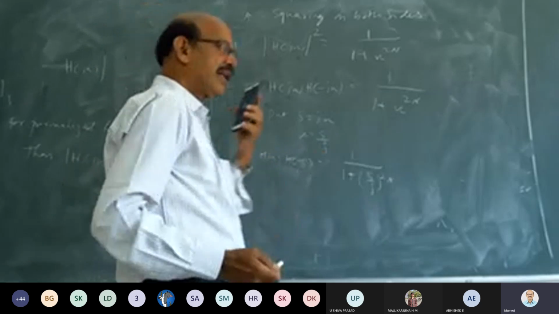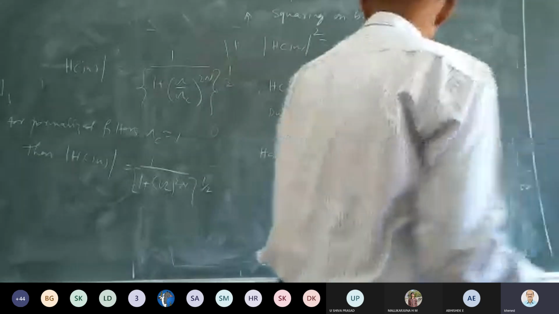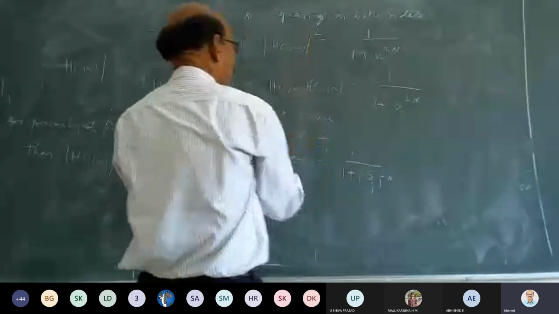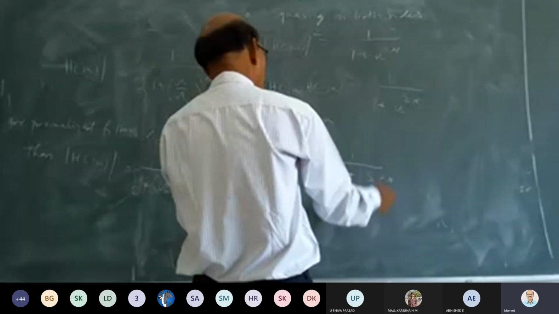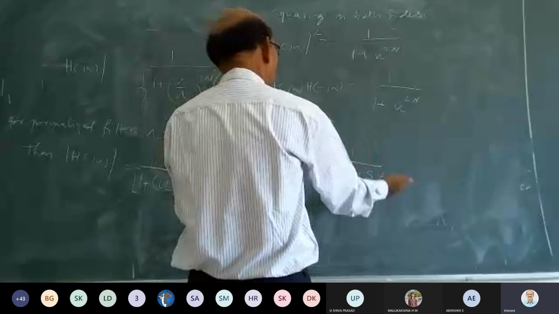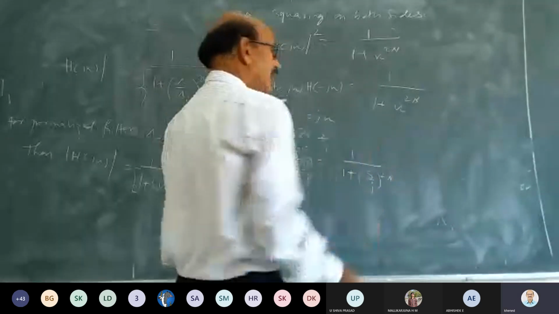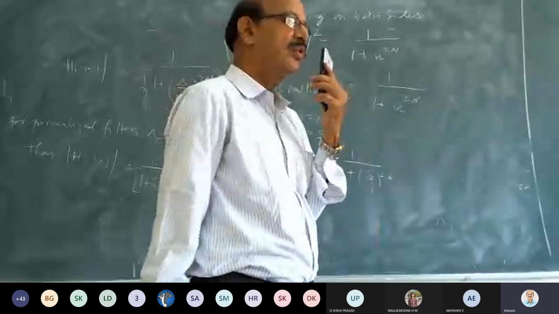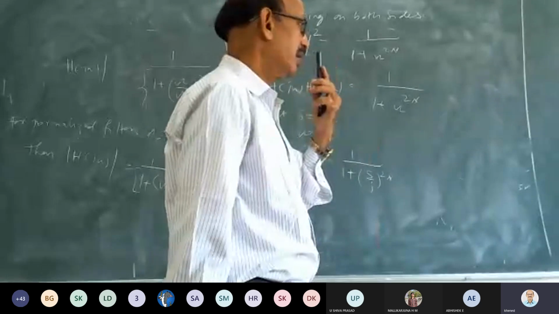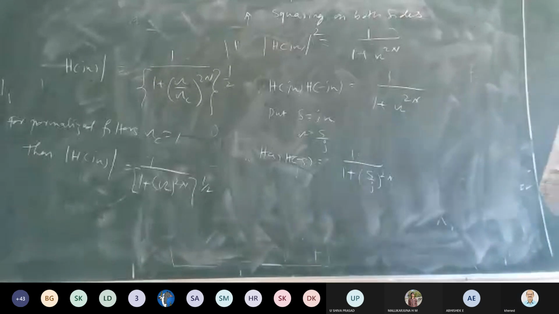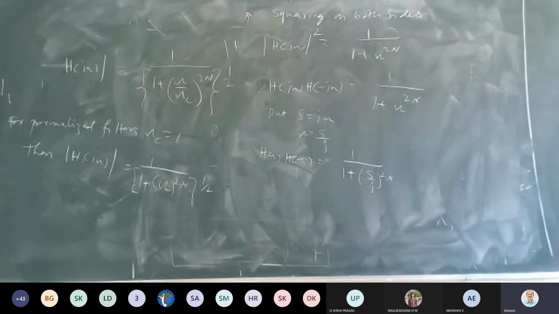Now H(s) is the transfer function in the s domain. So for this transfer function, for the system to be stable, we find the roots of the characteristic equation. What is the characteristic equation? In control system engineering, we have already studied this. Can anybody tell me what is the characteristic equation? If G(s) is the forward path function and H(s) is the feedback path function, then what is the characteristic equation?